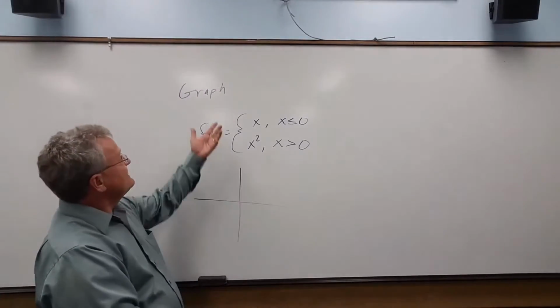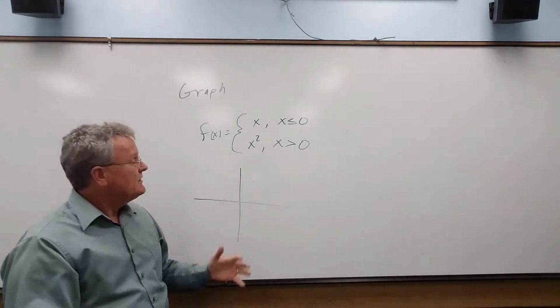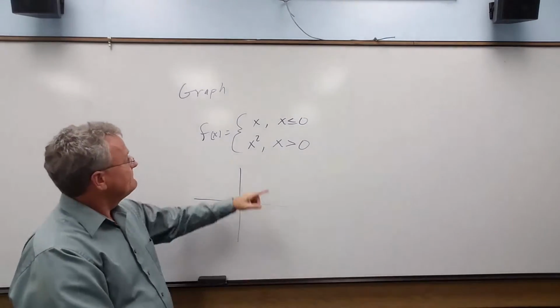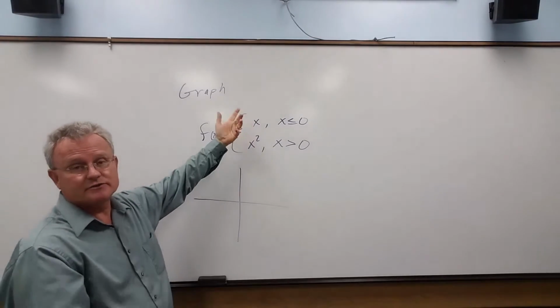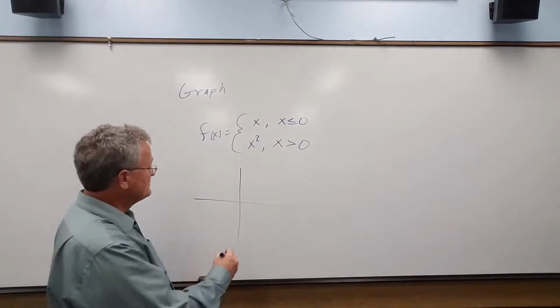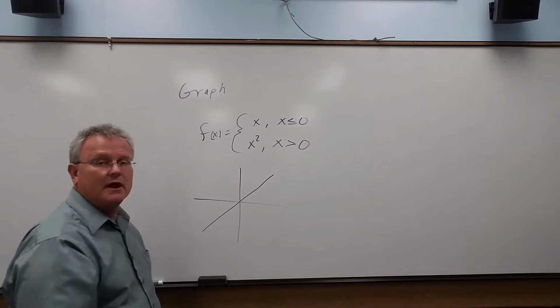All right, in this problem, let's say that we're given this piecewise function and we're asked to graph it. This is the way I do it. We look at the top part, f of x is equal to x. Let's just graph that. Y equals x. There's this graph right here.